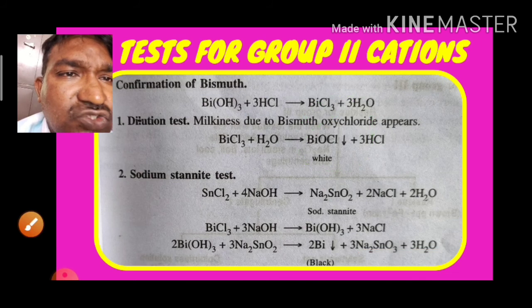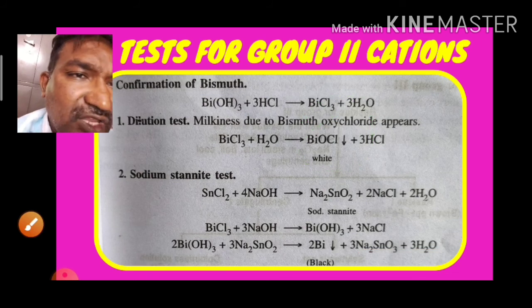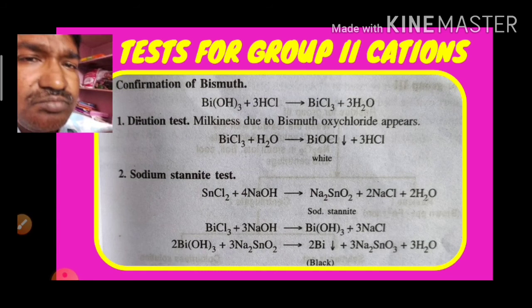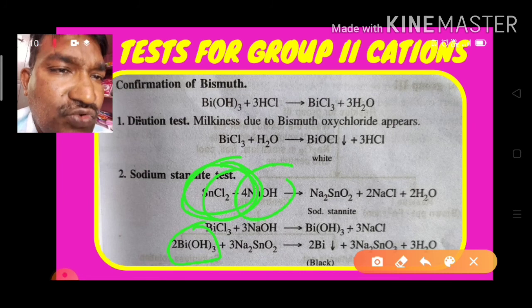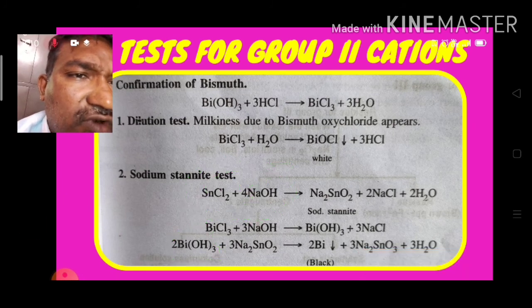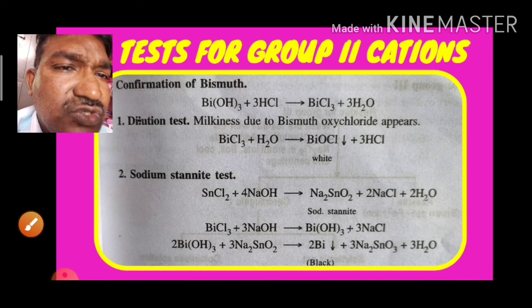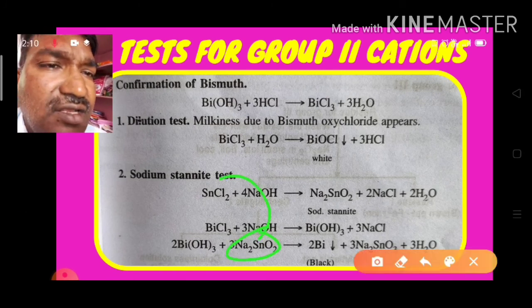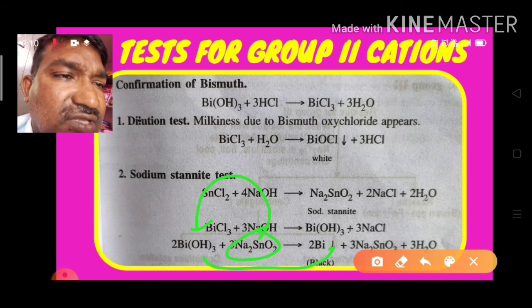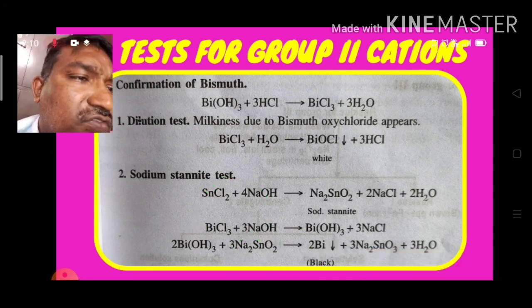Another thing is the sodium stannite test. To that bismuth hydroxide, we have to add stannous chloride and NaOH solution. Due to that, what happens? The sodium stannite reduces the bismuth hydroxide to bismuth. Here we get the bismuth in the form of a black color.